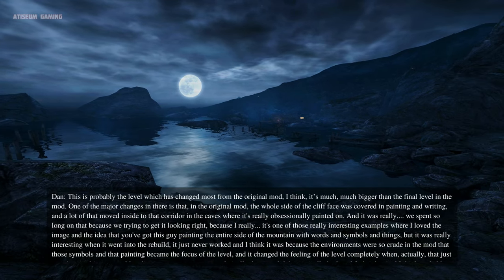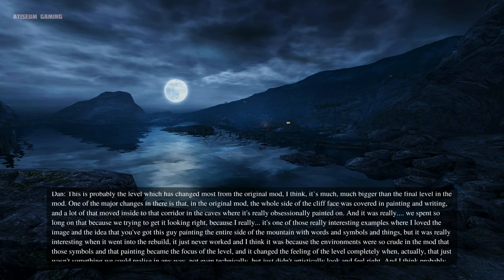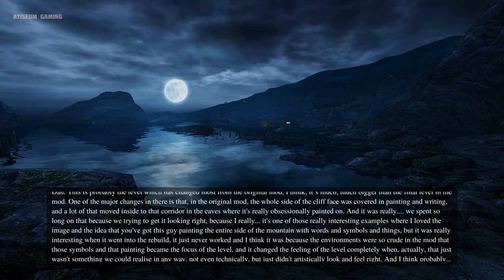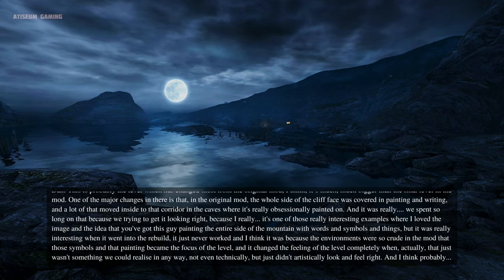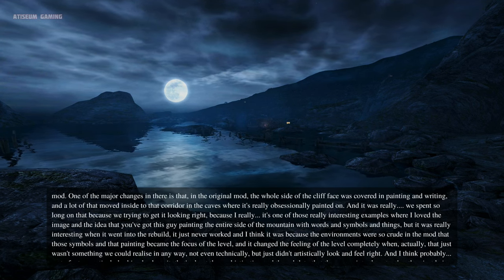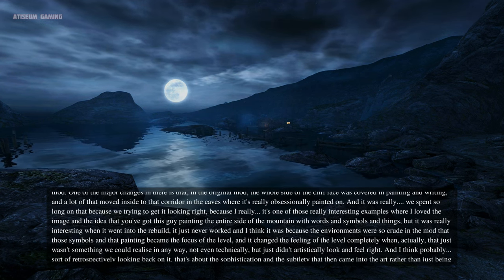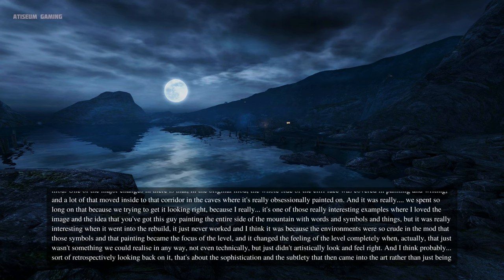It's probably the level which has changed most from the original mod, I think. It's much, much bigger than the final level in the mod. One of the major changes is that in the original mod, the whole side of the cliff face was covered in painting and writing, and a lot of that moved inside to that corridor in the caves where it's really obsessionally painted on.